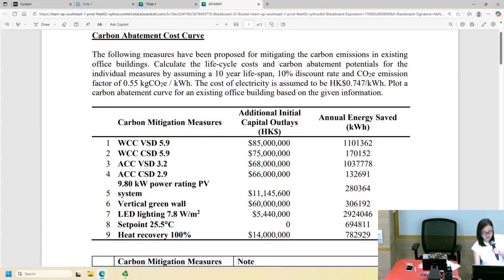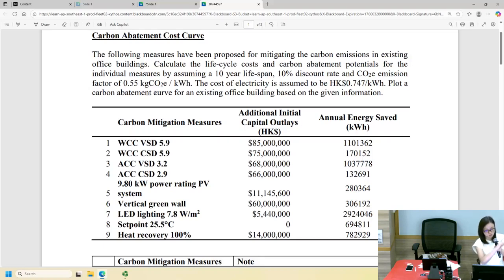Discount rate 10%, and then the carbon dioxide emissions factor. For every kilowatt hour of energy consumption, 0.55 kg of carbon dioxide equivalent will be released. So this is the emission factor. And the cost of electricity is the unit rate of electricity. For every kilowatt hour, the charge is 0.747. And after you have calculated the life cycle cost, you also need to plot the carbon embedment curve.